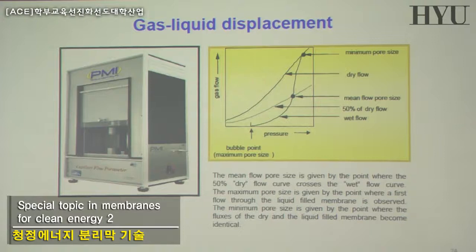So mean pore size is determined by the 50% of the dry flow, so this will tell us the mean flow pore size in this case. We have the PMI capillary flow porosimeter by PMI, and it's quite nice to have this machine.